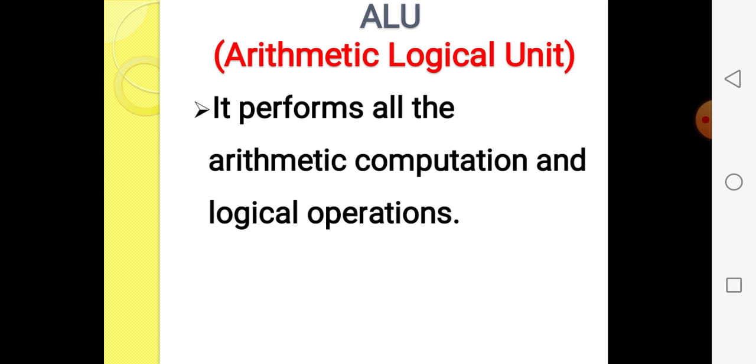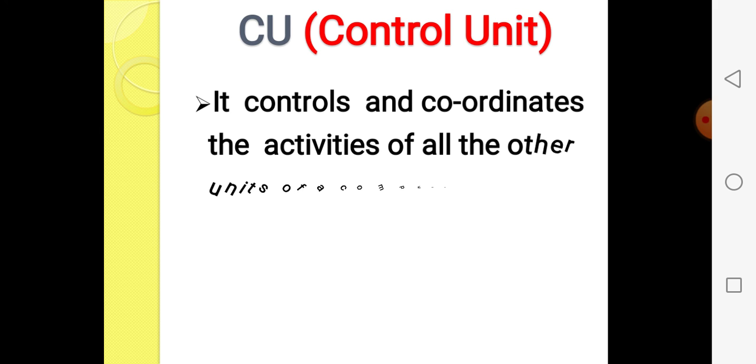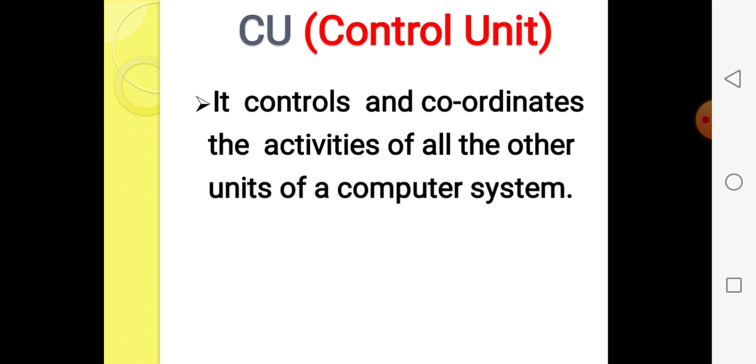Now, the second one is CU. CU means control unit. It controls and coordinates the activity of all the units of a computer system. It controls all the operations of the computer. It decodes instructions and determines where to store them.